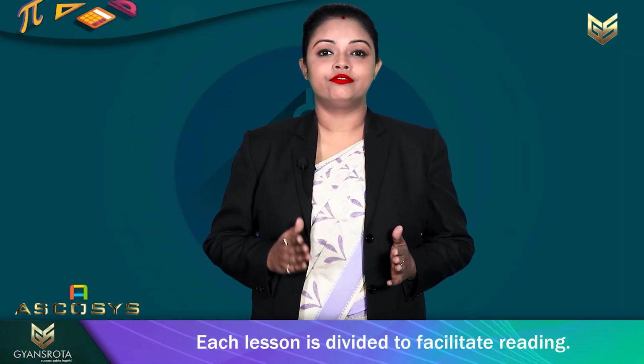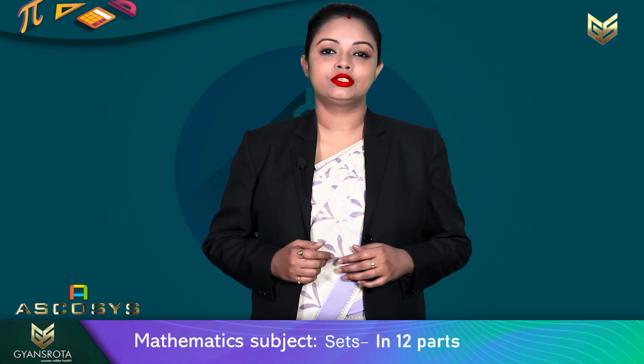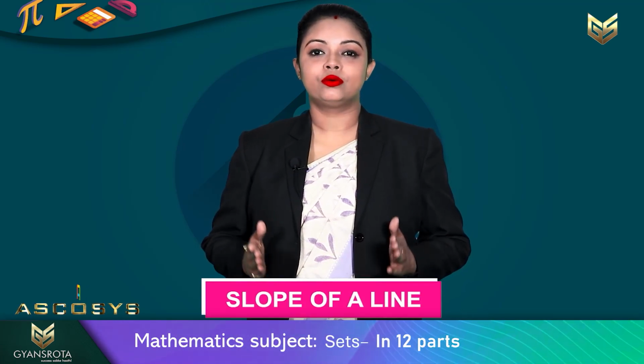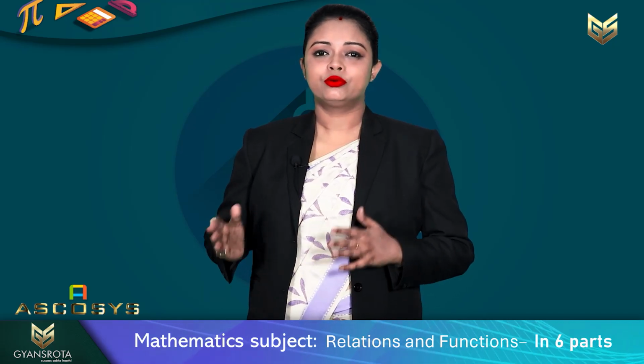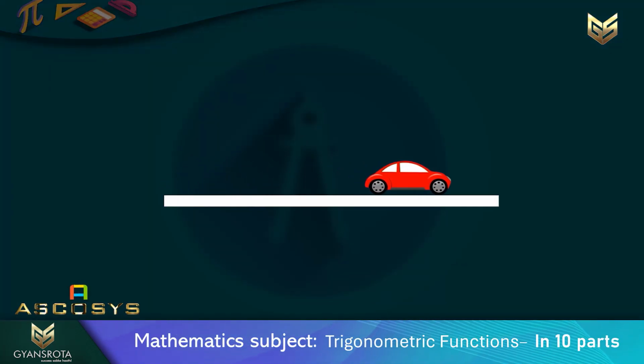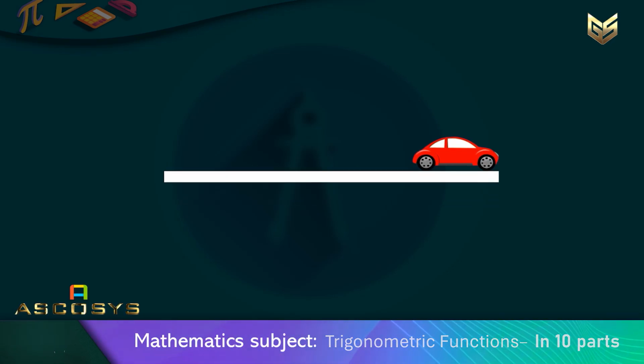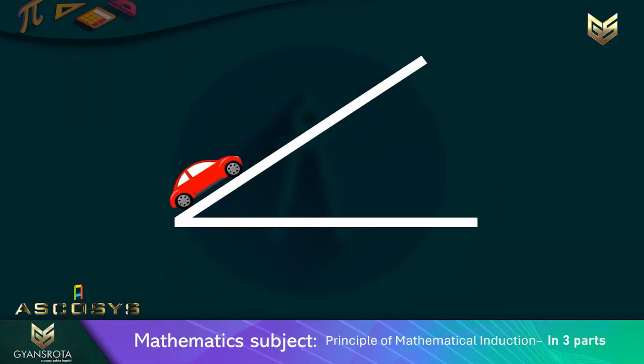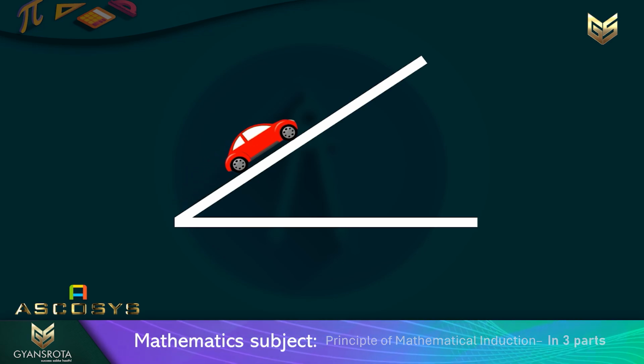So before starting straight lines, first we have to know a very important term related to straight lines, which is called slope of a line. Suppose we have a car here and it is moving on a flat surface. Now we have the car moving uphill. That means the car is going in an upward direction.